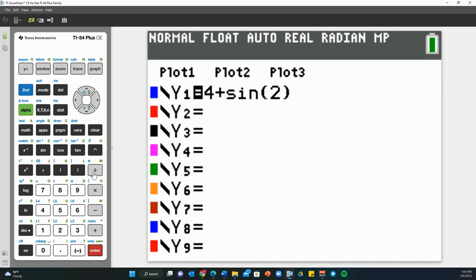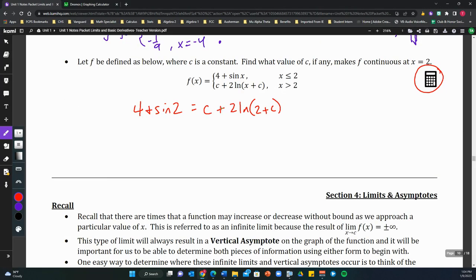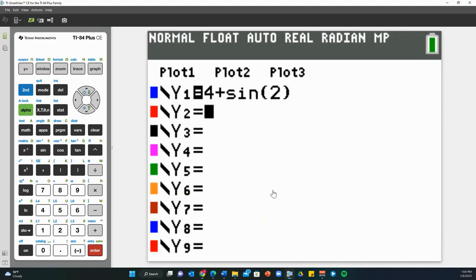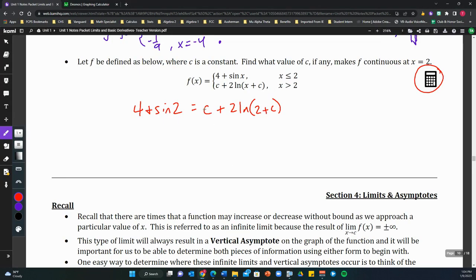But then for the second piece, on paper right now, we are using c as the unknown variable. But your calculator can't graph in other variables except for the predefined ones. So on paper it says c, but we're just going to use x in the calculator in its place. Even though we replaced x with 2 a little while ago in this problem, we're only using x for the calculator. So I'm going to type in x plus 2 natural log of 2 plus, and then our unknown quantity, which was, again, in the calculator, x. Let's just double check.